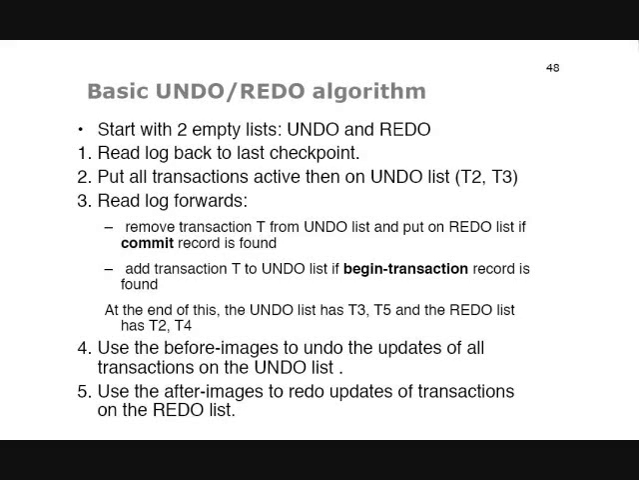So, having got my lists, I look at my before images and my after images. I use the before images to undo the updates on the undo list, and I use my after images, which I would have from the committed record, to redo the updates of transactions on the redo list. And then I am back to a consistent state in the database. So that is what I have to do.